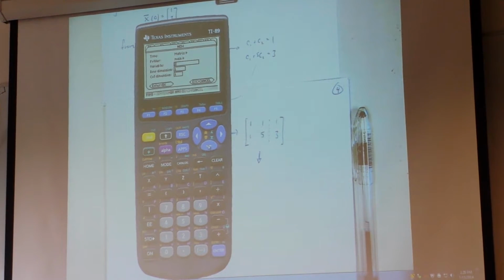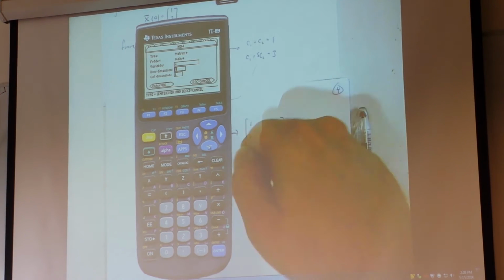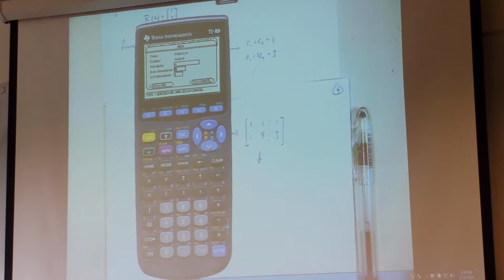Okay. Oh, and then we gotta give it dimensions. What's the dimensions of this augmented matrix? Coefficients and the values. 2 rows, 3 columns. So row dimension, column dimension, 2 by 3, hit enter, enter again.